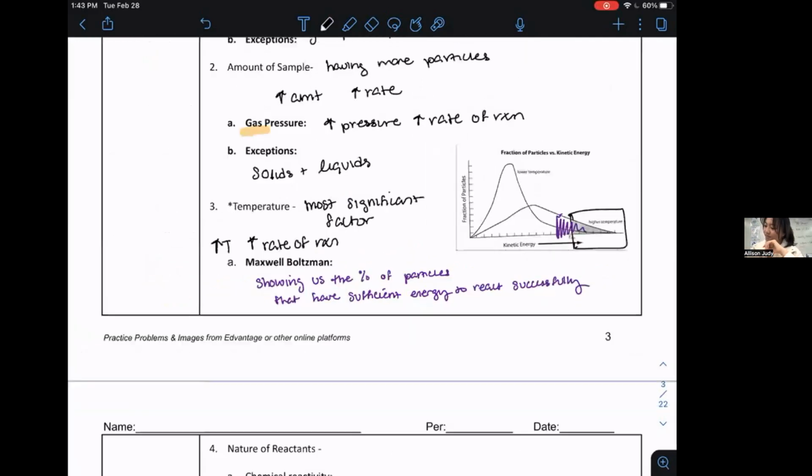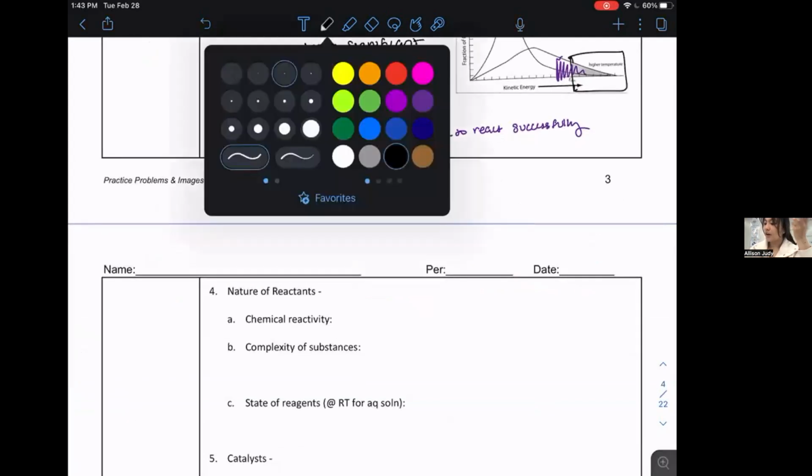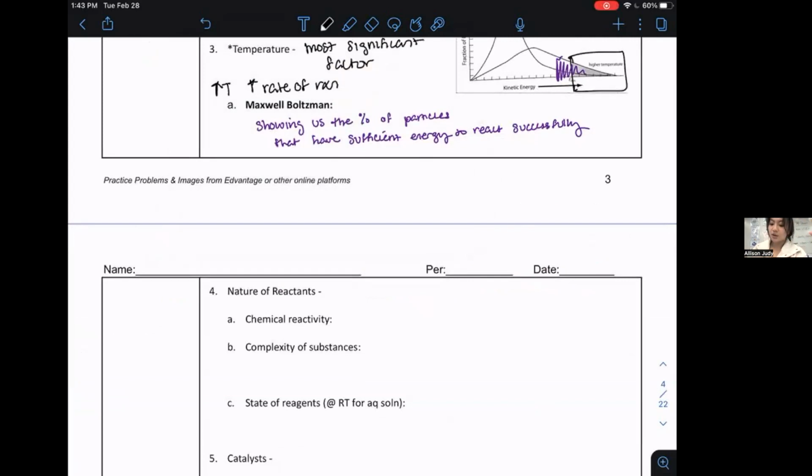So, all right, the fourth factor that is a given in terms of affecting the rate of a reaction is the nature of the reactants themselves, right? The chemical behavior of the reactants, the particles, is definitely going to play a role in how fast your reaction reacts. So obviously, more reactive species are going to have a faster rate.